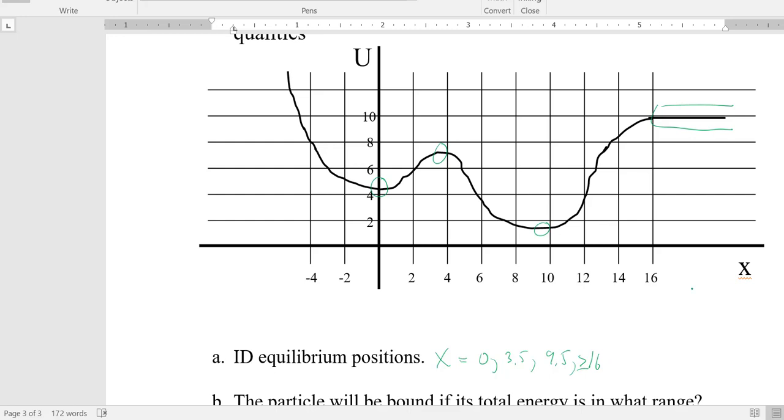Now, they also ask, we should probably write down what types of equilibrium they are. So here we're at a dip, so that's stable. So at 0, we have stable. At the 3.5 mark, we're at a little peak. If I have a ball up there, it doesn't want to stay there, so we're going to call that unstable. The 9.5 meter mark would be stable again. That's the bottom of a loop. And 16 and after, that would be neutral equilibrium. The ball is rolling around there, then there's no worries about it. It's not going to change its energy.